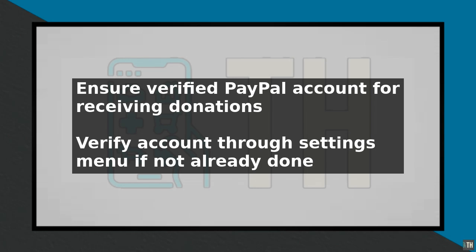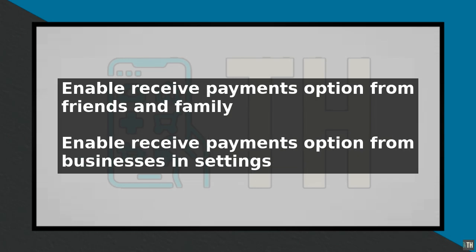Next, check your PayPal account settings to ensure you have enabled the option to receive payments from friends and family, as well as from businesses. To do this, log into your PayPal account, go to the Settings menu, click on Payments, and make sure the option to receive payments is enabled.